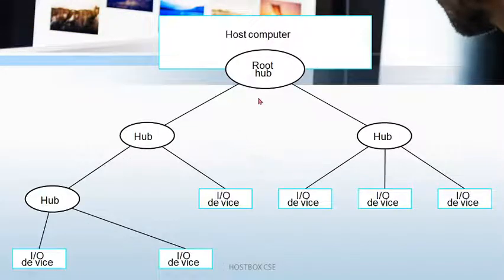Then it always follows a tree structure. This is also what you can call the USB architecture. Here a root hub will be there. What is the use of a hub? It is always used to connect multiple devices. What is a hub?